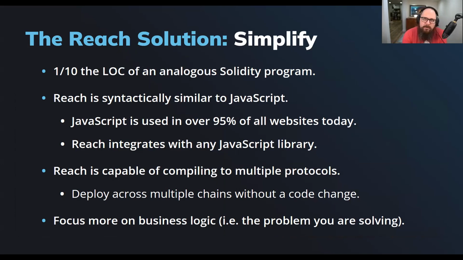We're in the process right now of writing an AMM DEX, or like a decentralized exchange. And the exchange itself is around 250 lines of code. Compare that to if you wrote that in Solidity, it's around 3,000 lines of code. So it's about 1/10 the number of lines of code that you're actually writing.